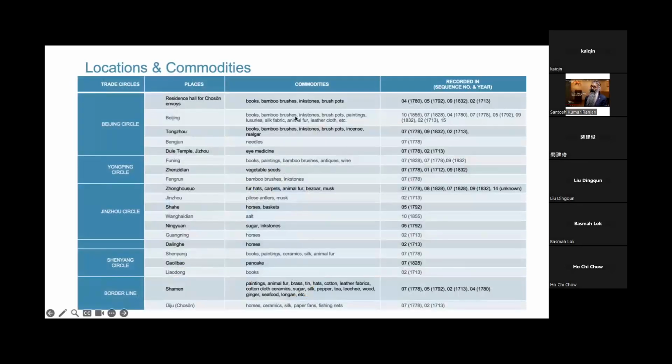So this is a table about different circles and what kind of commodities, and also the sources where I find this information. These are all automatically provided by DocuGIS. I didn't make a separate table by myself, because in DocuGIS, they will also provide all the entities you tagged in a form, and also its relations to places here.